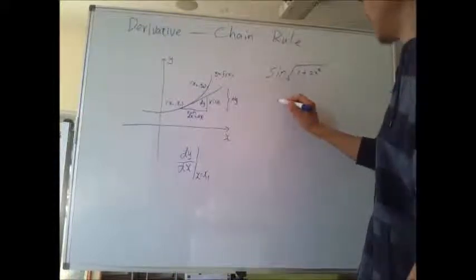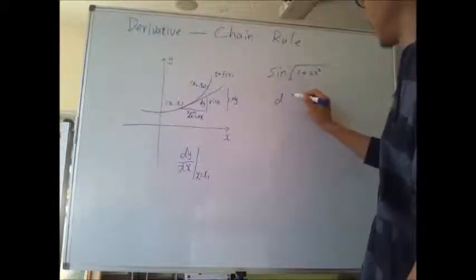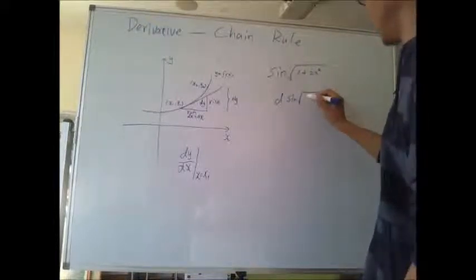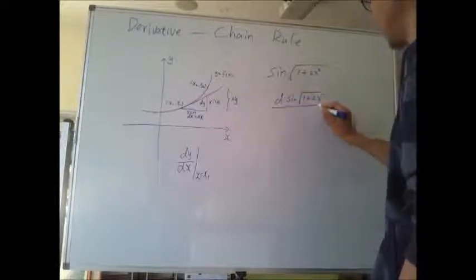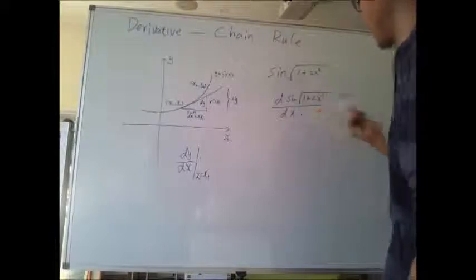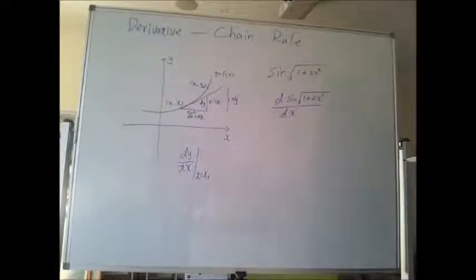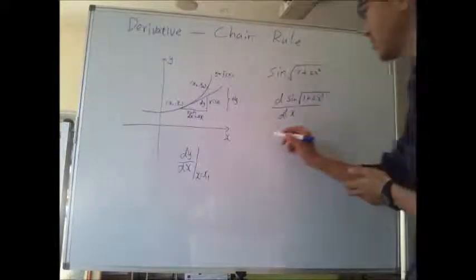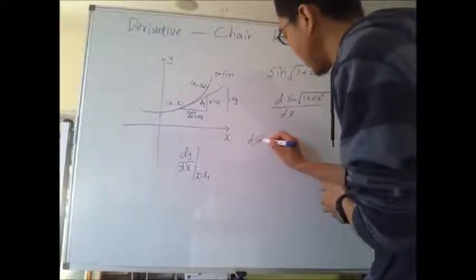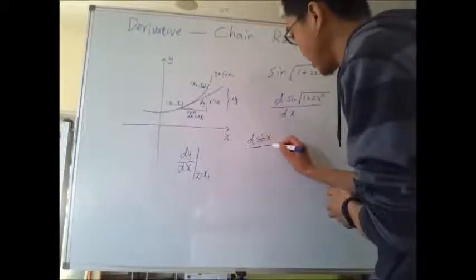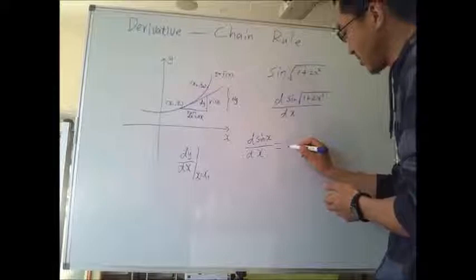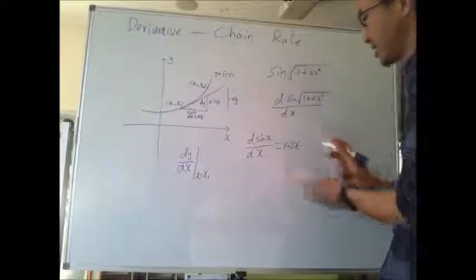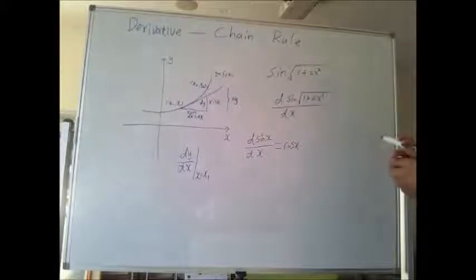Let's say we write down the derivative of sine square root 1 plus 2x squared over dx, and we want to find the derivative of this. For the derivative part, we certainly have a few equations. We know d sine x over dx, we know what this is. This is just cosine x. We got this based on the first principle that I just introduced.